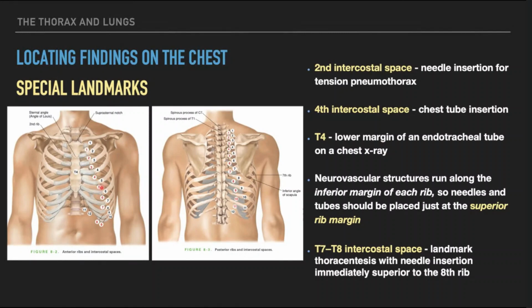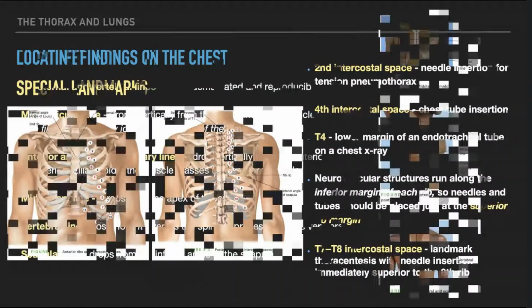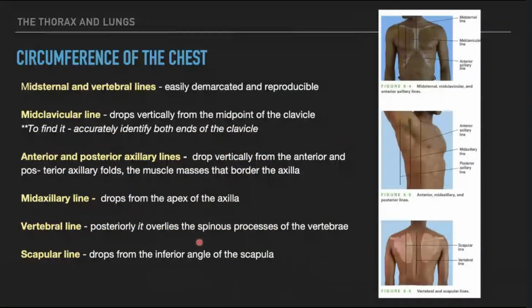So it's always better that you insert the needle closest to the superior rib margin rather than the inferior margin, especially if the space is narrow, so as to avoid the neurovascular structures that run along the inferior margin of each rib. For the T7 to T8 intercostal space, it's a landmark for a thoracentesis with needle insertion immediately superior to the eighth rib. So that's what I was discussing earlier.